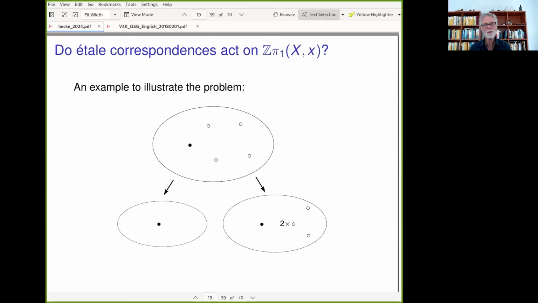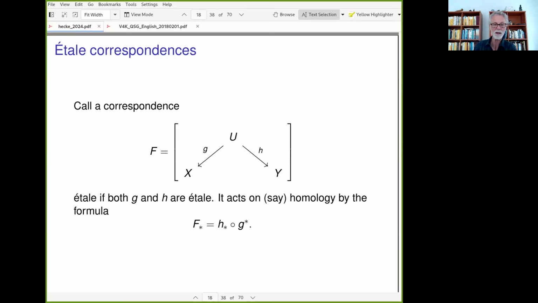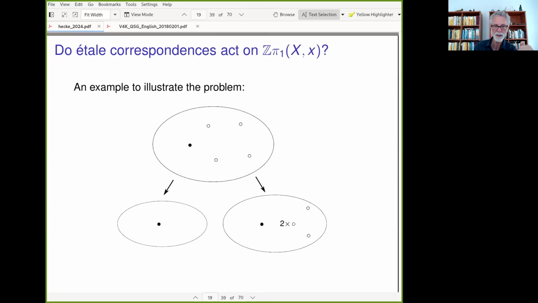All right, so the question is, do étale correspondences act on the group algebra of, say, pi1 of X? So X is the space at the bottom left, X is the black dot. All the points upstairs is U. So I'm using this picture here. X is on the bottom left, Y is on the bottom right, and U is upstairs. So the left-hand map would be of degree 5, say, and its various pre-images are there.